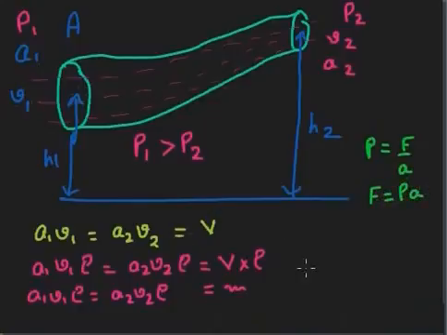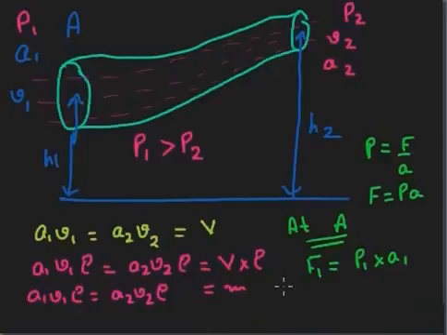So if I am going to apply it at end A, at the A position, I'm marking it as F1. So F1 will be pressure P1 into area A1, right? Now we want to find the expression for the work done.